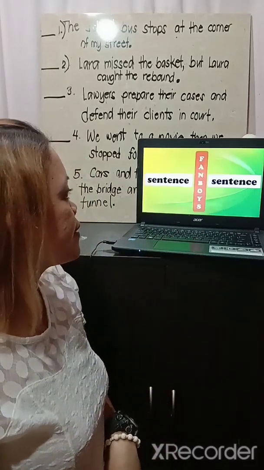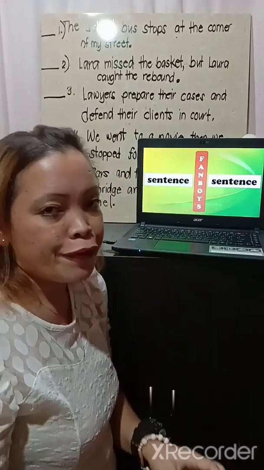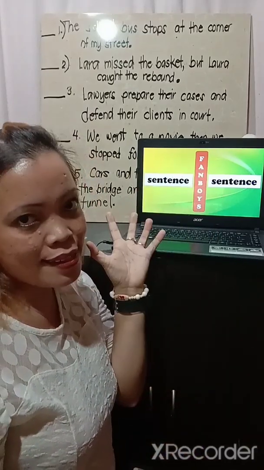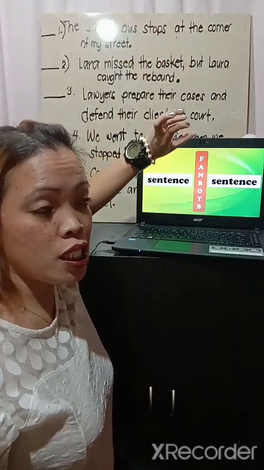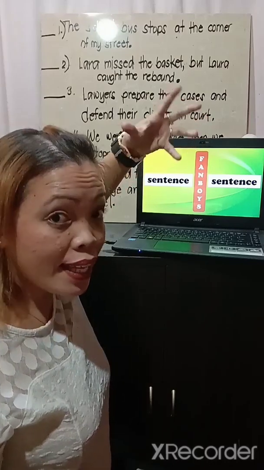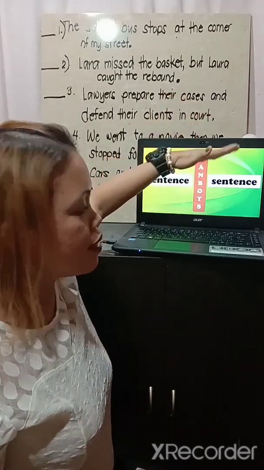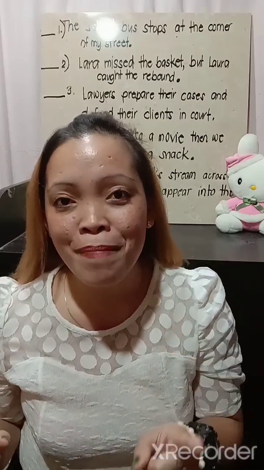Alright, so next. This is again our pattern. Do not forget, we have a sentence, then our coordinating conjunction, it's up to you, depending. So we have FANBOYS, then another sentence. So I guess that's all about simple and compound sentences.